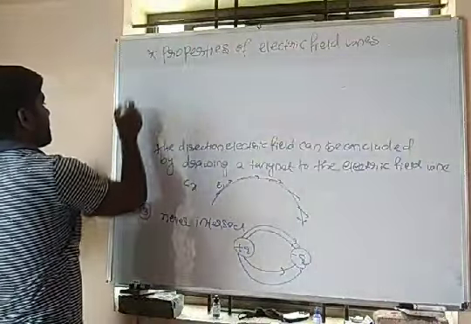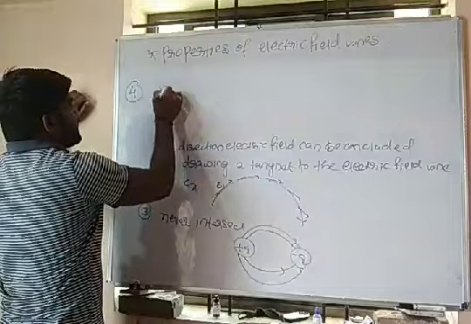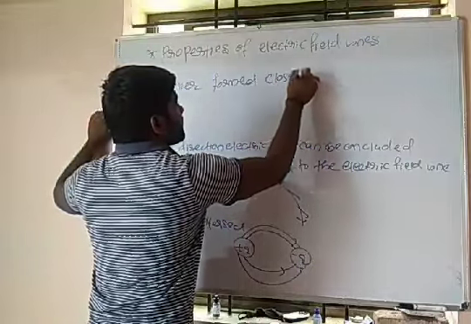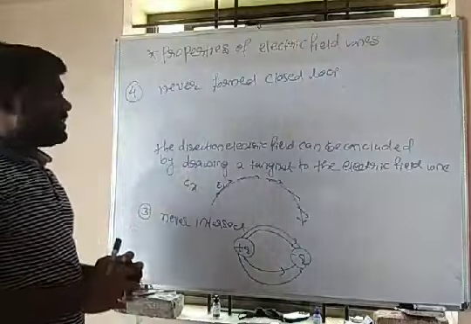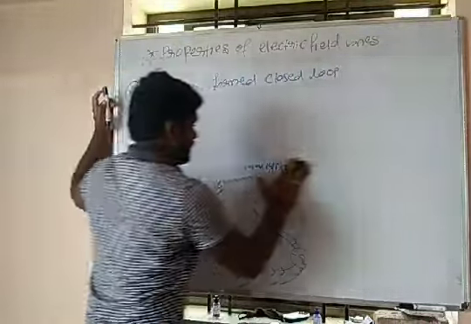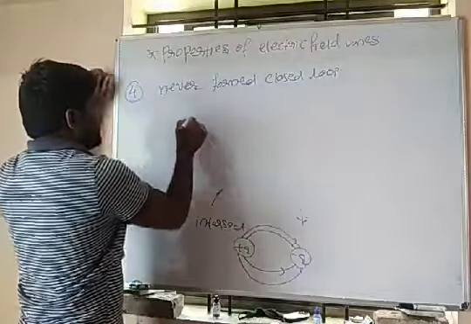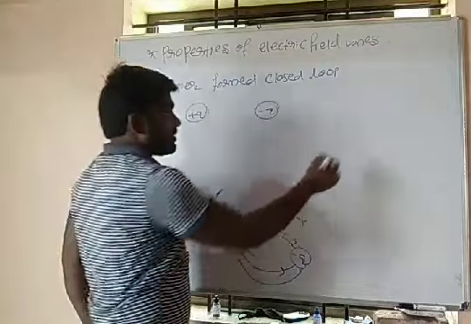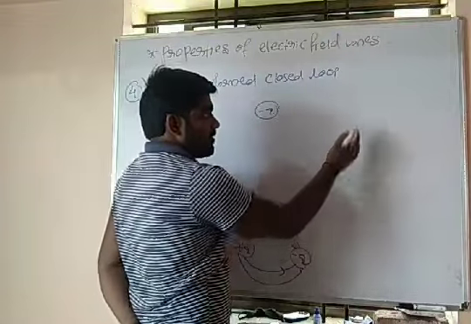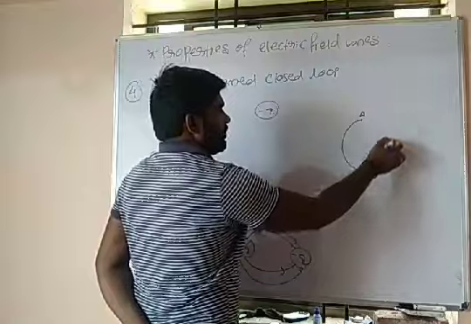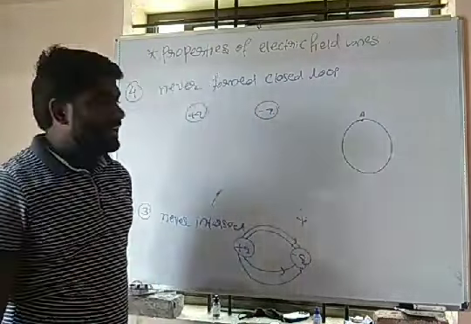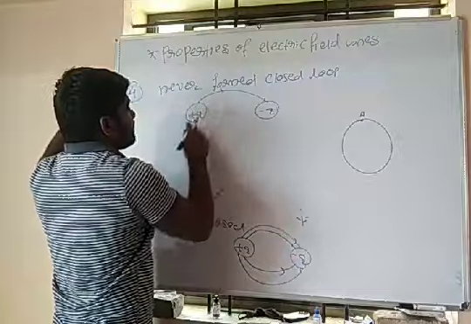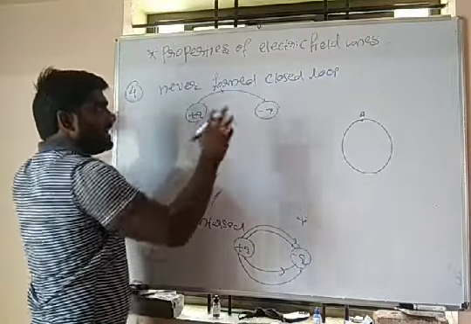Fourth point. The electric field lines never form a closed loop. How do they never form a closed loop? See here, again I am taking the same positive charge, and here is your negative charge. What is a closed loop? A closed loop means if a person starts from point A, and after making one round comes to point A again, it is a closed loop. In this case, what happens? The electric field line starts from the positive end and ends at the negative end.